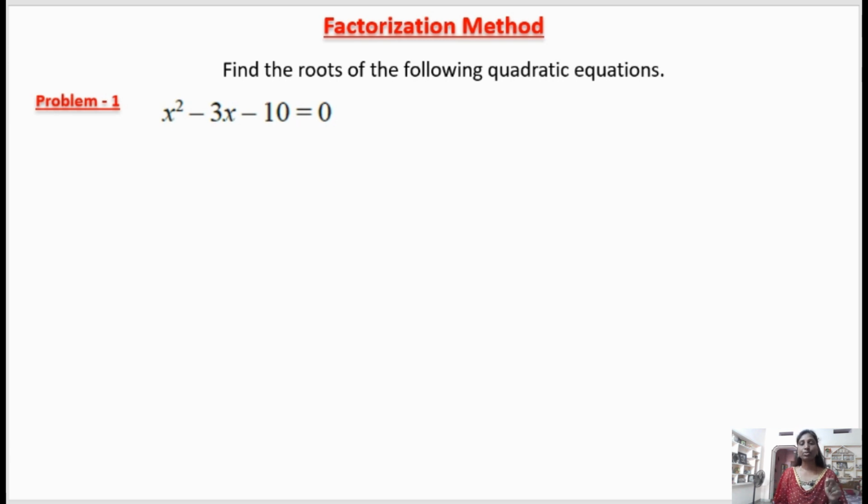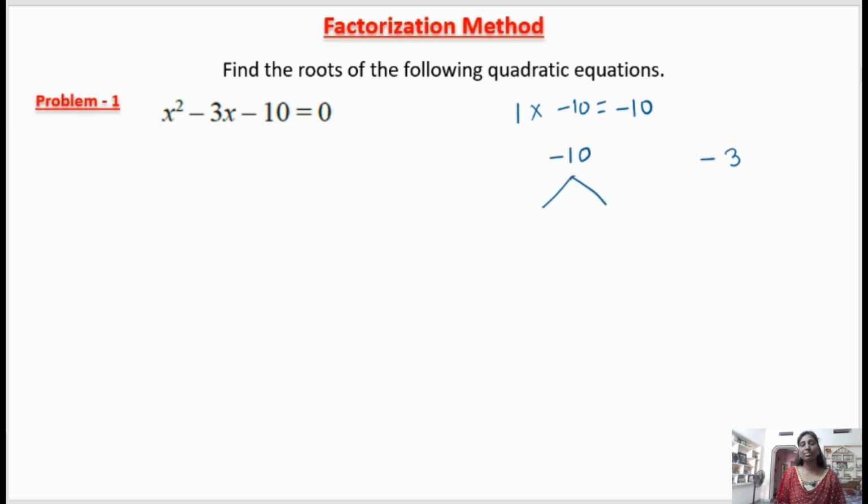We will find the roots by using the factorization method, which means splitting the middle term. The first thing we have to do is, what is the coefficient of x square? 1. Now multiply by the constant term. What is the constant term? Minus 10. So minus 10 is the product. Now see what is the coefficient of x, the middle term? Minus 3.